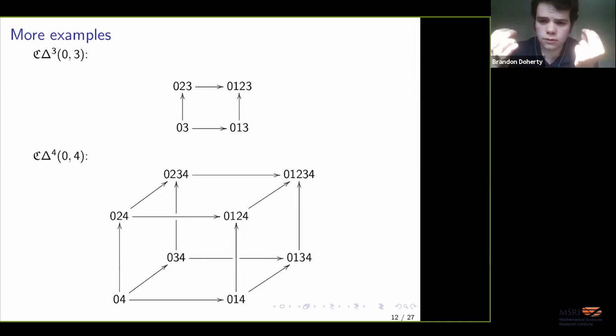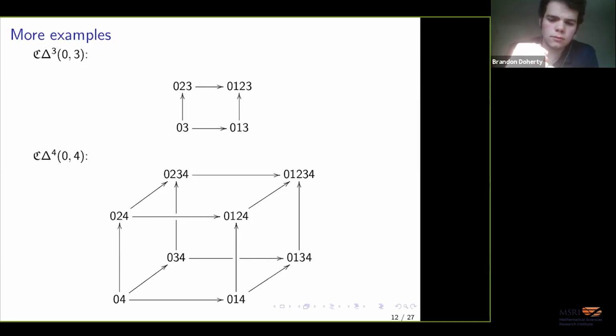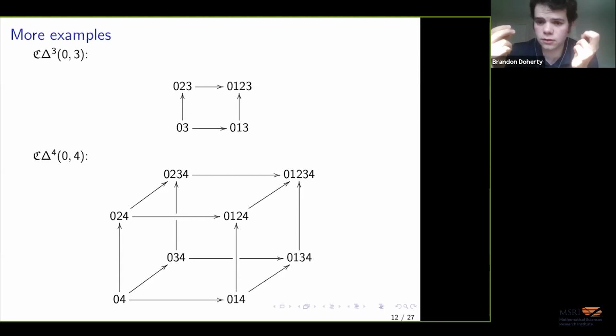And finally, here's an illustration of the cubical mapping space from 0 to 4 in C delta 4. Similarly to the previous two cases, the initial vertex of this cube is the minimal path, just directly from 0 to 4. The terminal vertex is the maximal path, 0, 1, 2, 3, 4. And the intermediate vertices are all of the other paths which have some of those stops, but not all of them.